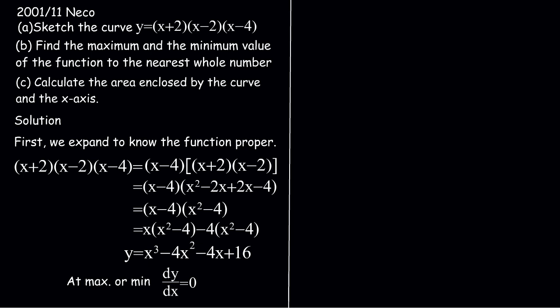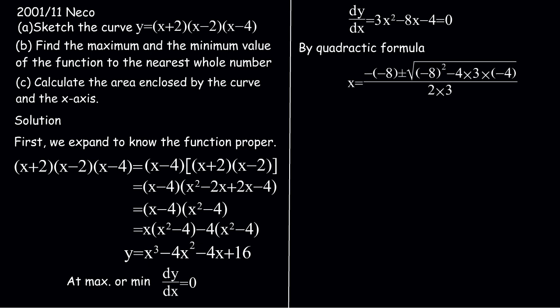So differentiating our function, dy/ds will now be equal to 3s squared minus 8s minus 4. And since dy/ds is also equal to 0, this will be equal to 0. Now, solving 3s squared minus 8s minus 4 equals 0 using the quadratic formula, s will be equal to minus (minus 8) plus or minus the square root of (minus 8) squared minus 4 times 3 times (minus 4), divided by 2 times 3, which will be equal to 8 plus or minus the square root of 112 divided by 6, which will be equal to 3.1 or minus 0.4.